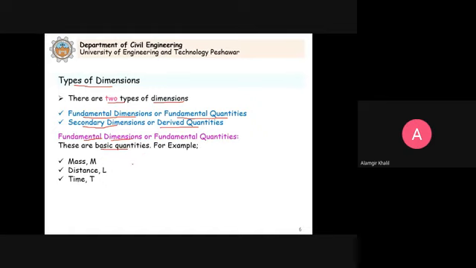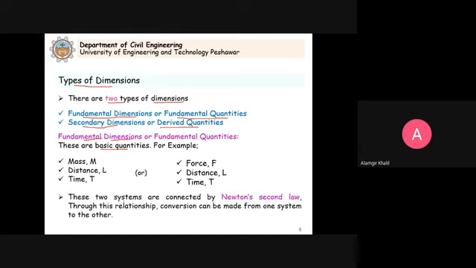Similarly, we can also use force, length and time. Either we have this MLT system or we have this FLT system, because the two are related to each other by Newton's second law. These two systems are connected by Newton's second law through the relationship force is equal to mass into acceleration. So it means you can interconvert these two.